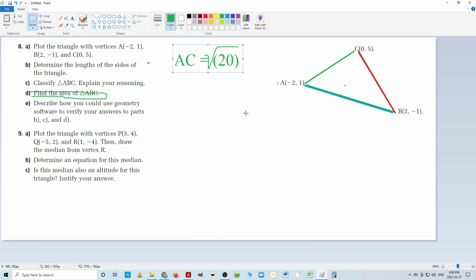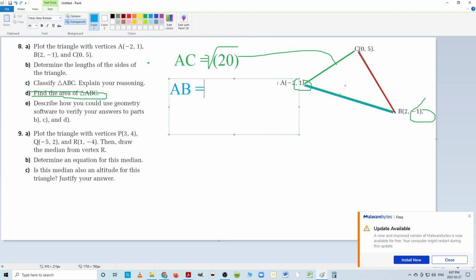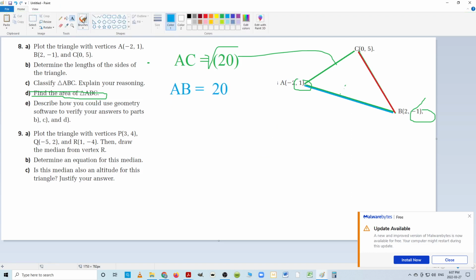And you could just leave it there. And then for this one, y2 minus y1 is minus 1 minus 1, which is minus 2. So I got minus 2 squared. And then 2 minus minus 2, which is 4. So I got 4 squared. 2 minus 2 squared is 4. 4 squared is 16. Add them together, 20. So I can see that we've got a little disproportionate drawing because it would appear that AB is also the square root of 20. So it's the same thing.